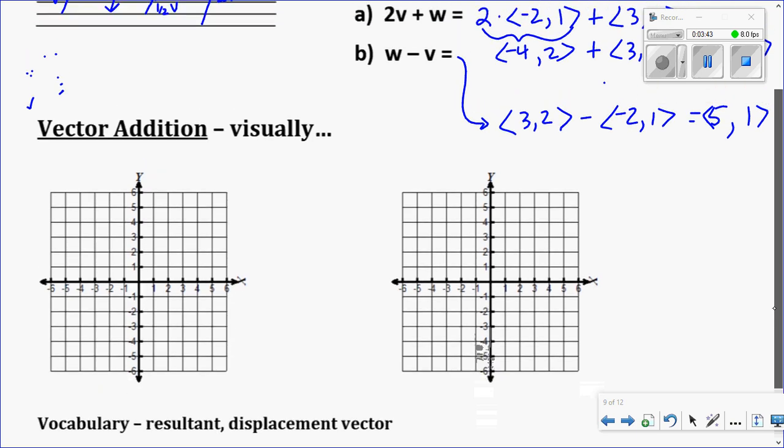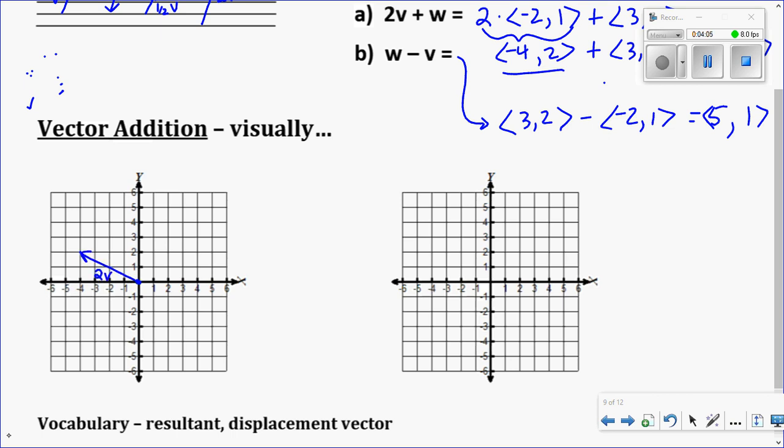I'll go ahead and just do one of them down below. So why don't we do the 2v plus w, let's do. So 2v was this vector right here. Remember, negative 4, 2. So I have to start at the center, and it goes negative 4, 2. So negative 4 up 2 puts me right there. So there's that vector. That's 2v.